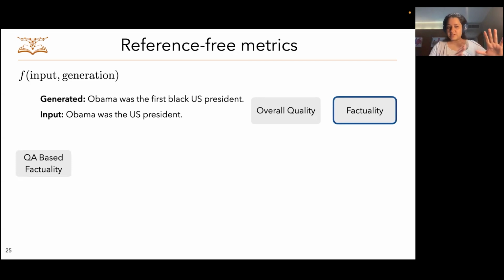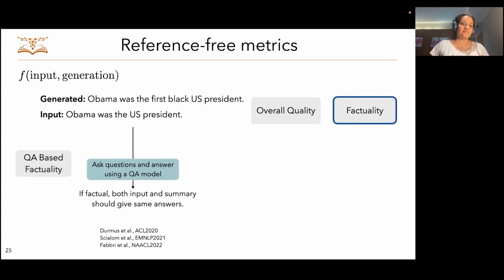One major category of metrics here are QA-based factuality metrics, which take the input article and the generated summary and ask questions of both using a QA model. Then they rate the summary as factual if both the input and the summary give the same answers. Otherwise, it's non-factual. I've only listed 3 papers here, but there are at least 10 papers that have tried to make progress along this line of work.